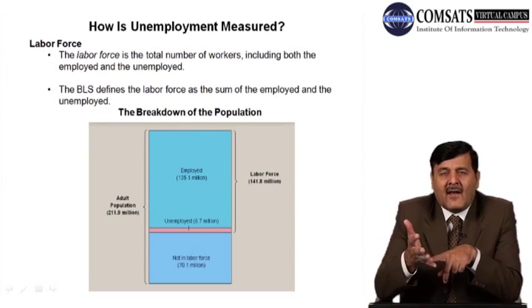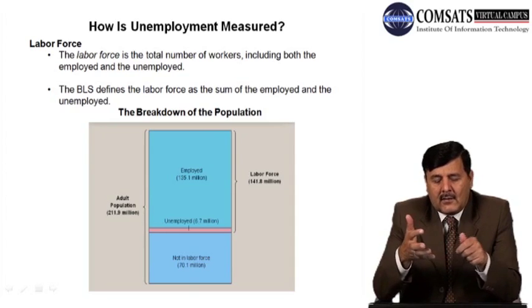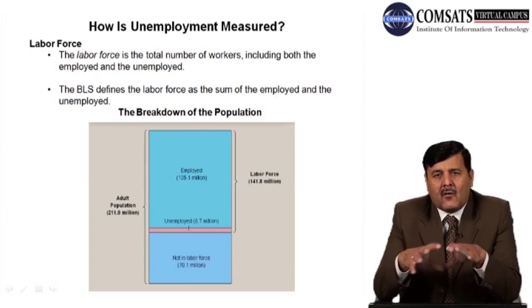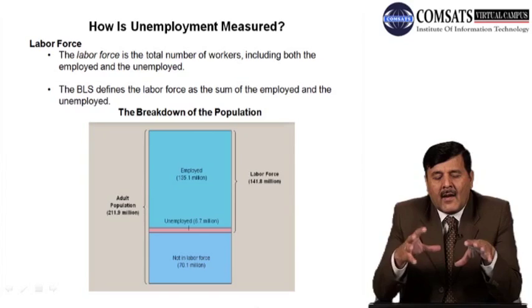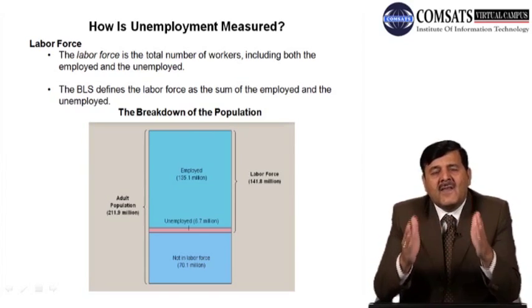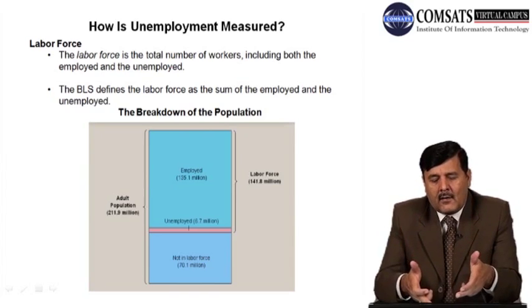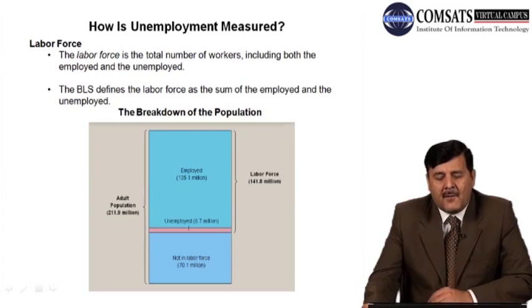So there are three categories in which we can divide the population: one is the employed category, the other is the unemployed category, and the third is not in the labor force. Now if we add all three, you will get the adult population of the country. And if you add the employed labor force with the unemployed workers, you will get the labor force of the economy.